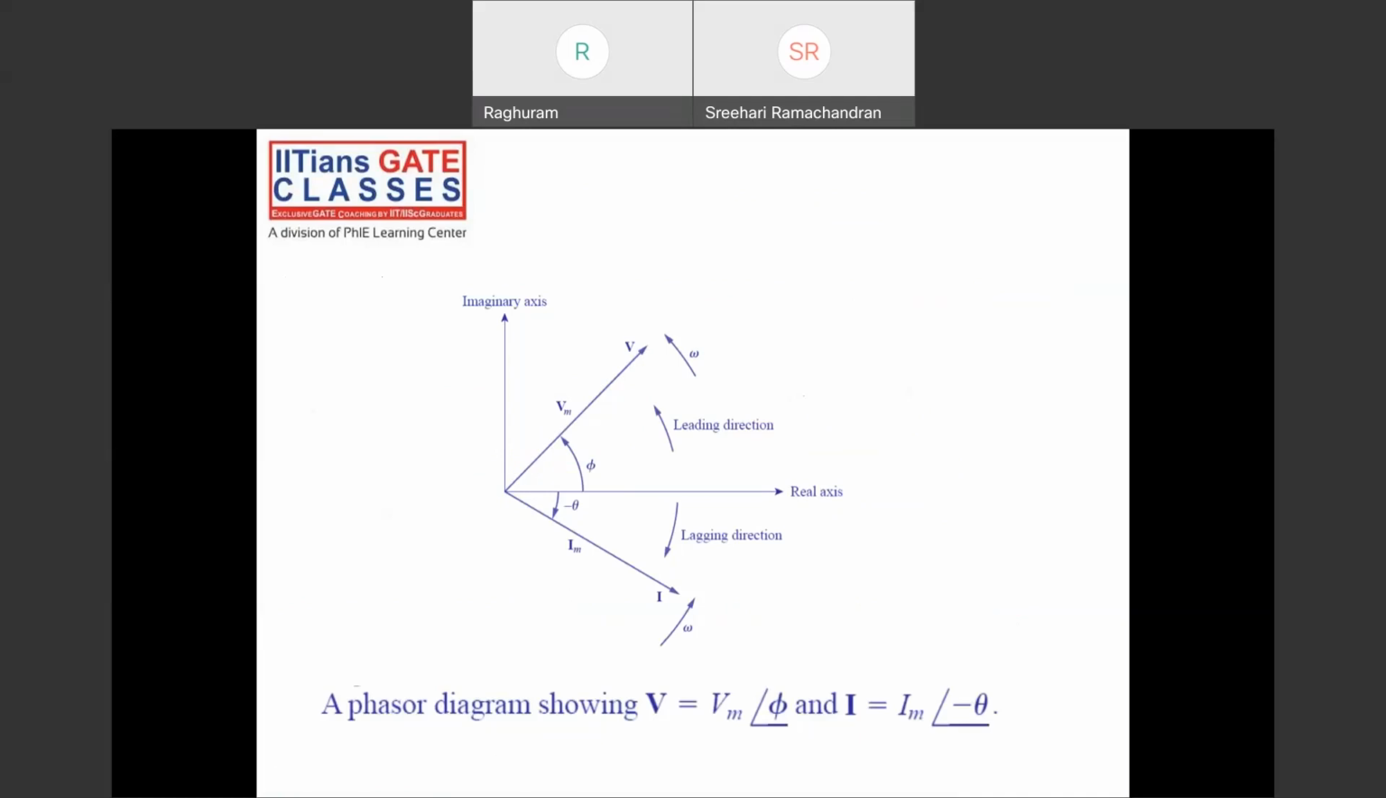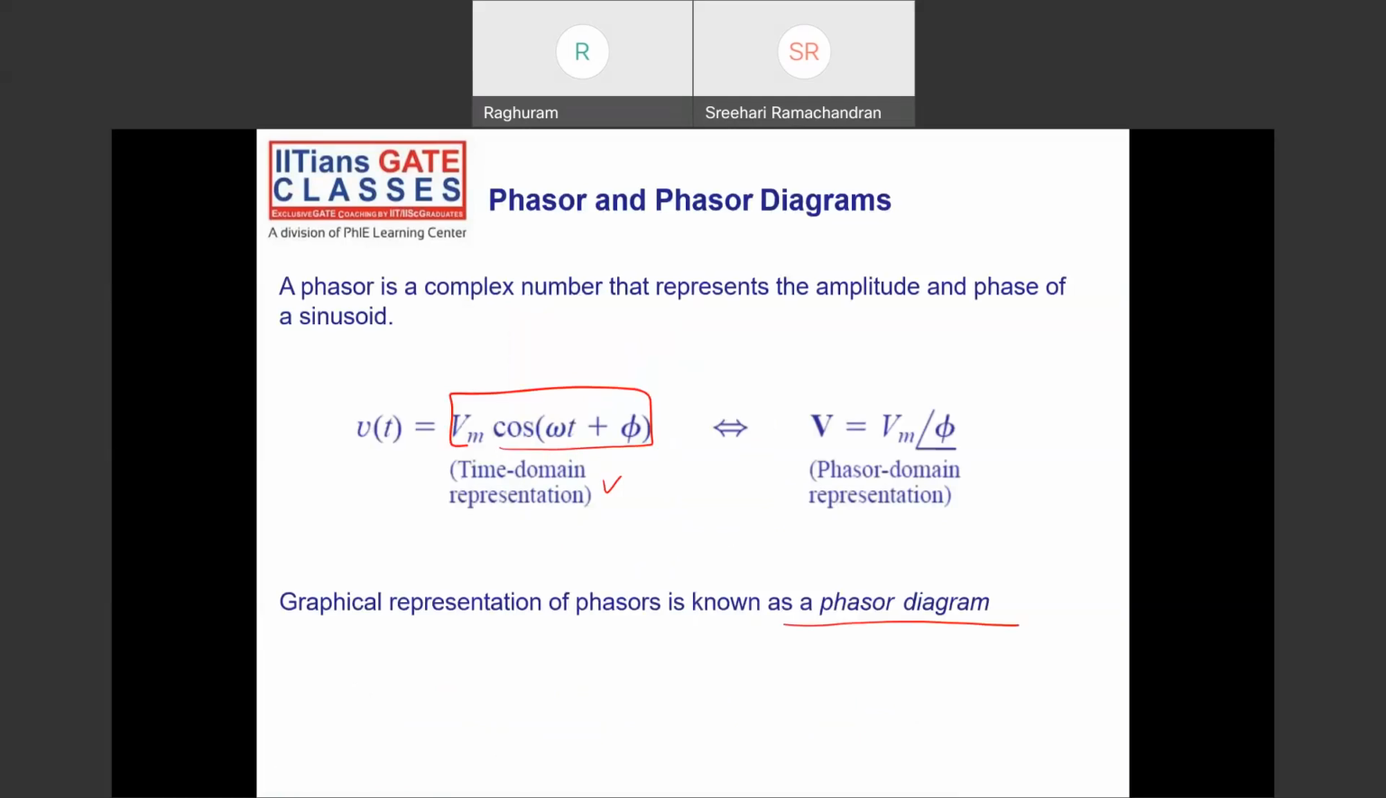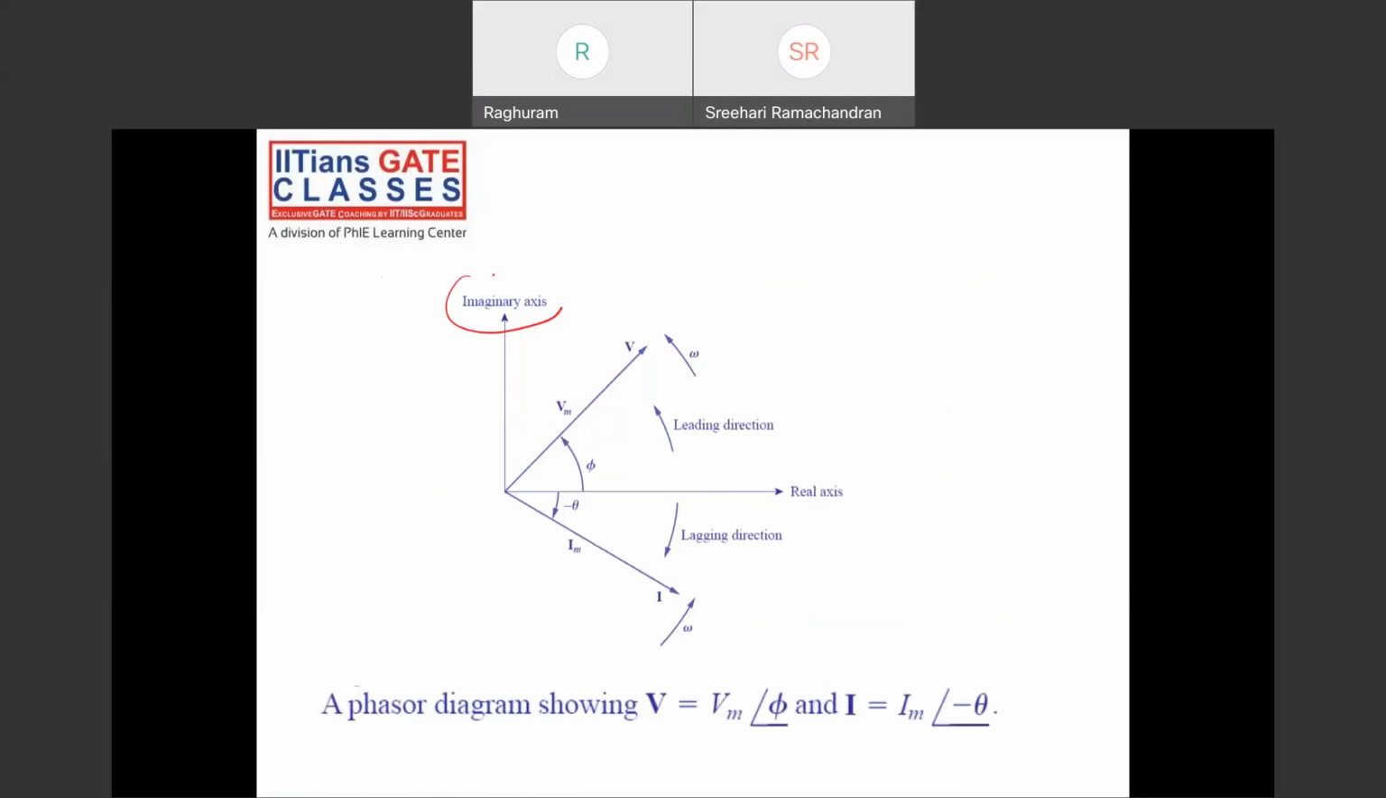See, phasor diagrams, this is how you draw them. This is my real axis, and this is the imaginary axis. The anti-clockwise or counter-clockwise direction is treated as positive angle, and the clockwise direction is treated as the negative angle. This is leading, this is lagging.